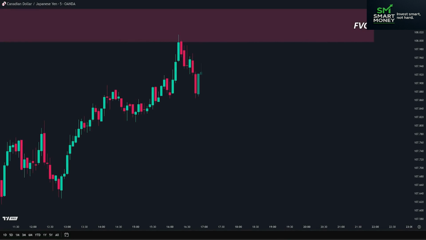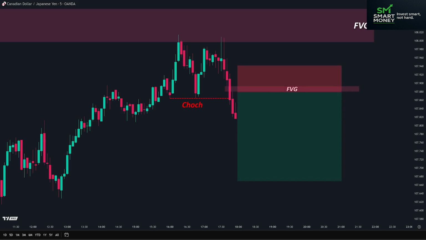On the 5-minute chart, price forms a change of character along with a fair value gap, giving us our entry setup. We place a sell order at the beginning of the FVG zone and set our stop loss above it. As you can see, this trade ends up being a win.